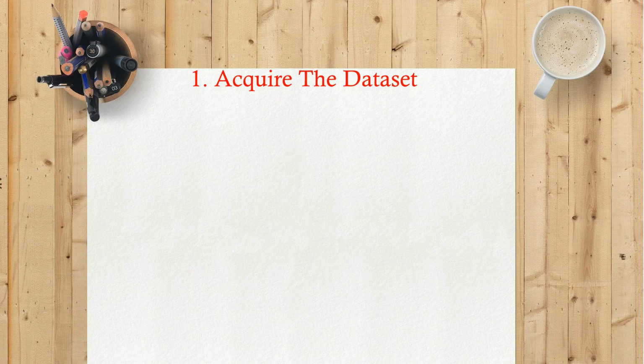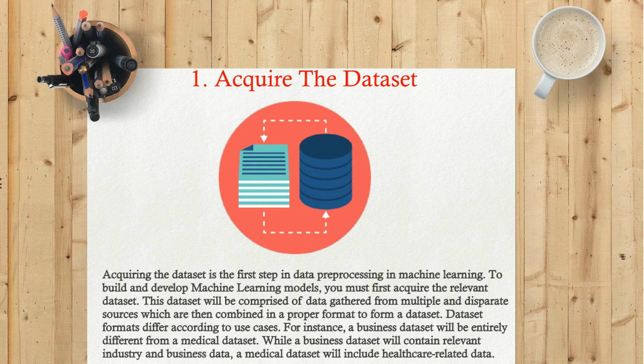1. Acquire the dataset. Acquiring the dataset is the first step in data pre-processing in machine learning. To build and develop machine learning models, you must first acquire the relevant dataset. This dataset will be comprised of data gathered from multiple and disparate sources which are then combined in a proper format to form a dataset. Dataset formats differ according to use cases. For instance, a business dataset will be entirely different from a medical dataset. While a business dataset will contain relevant industry and business data, a medical dataset will include healthcare-related data.